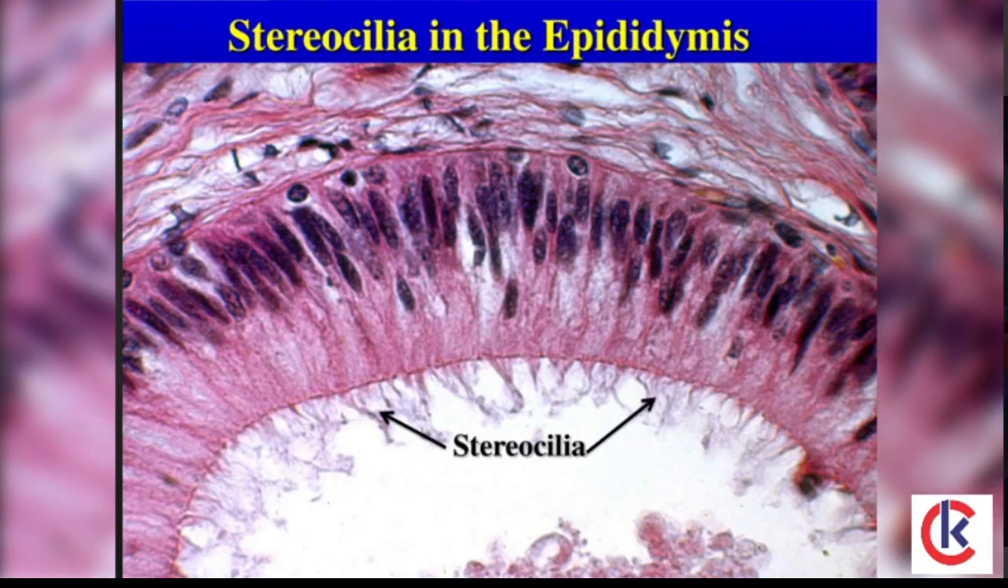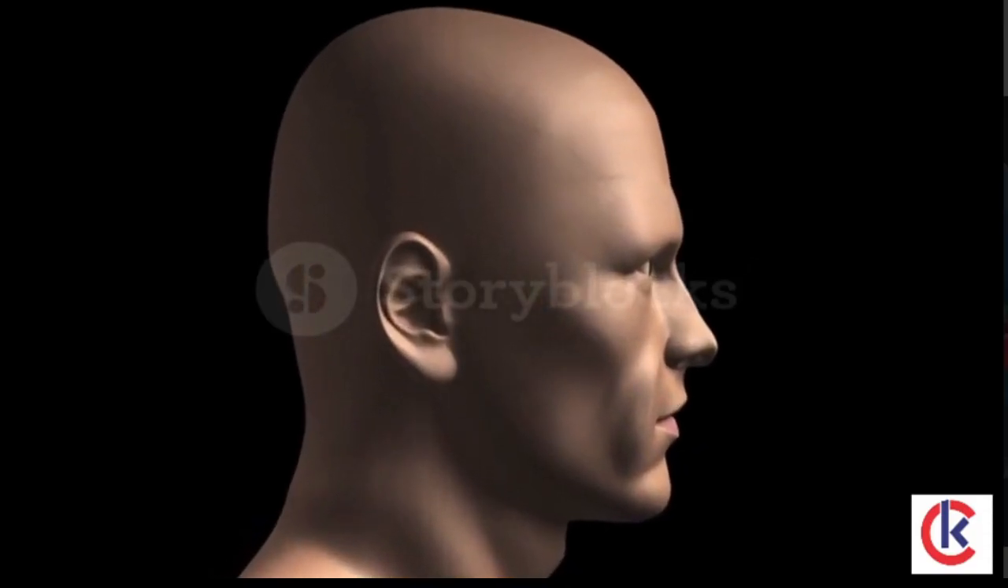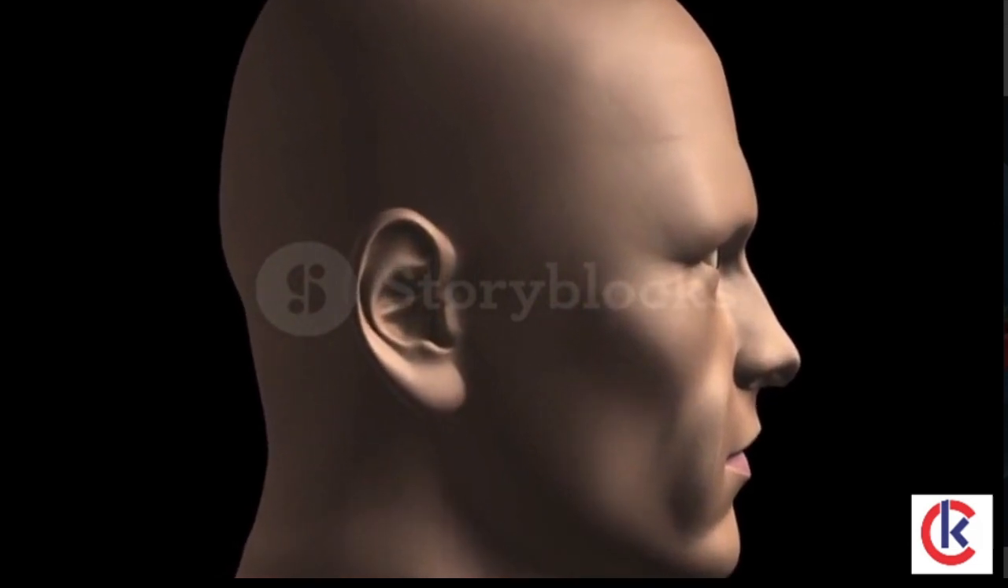Stereocilia: 1. Conical shape. 2. Non-motile. 3. Non-contractile. 4. Function: increase surface area. 5. Found in epididymis and vas deferens, crista and macula of internal ear.